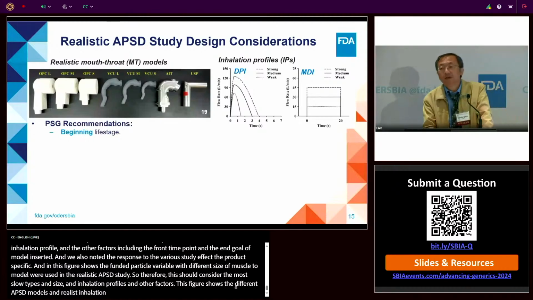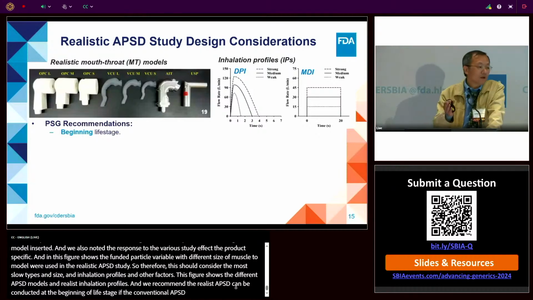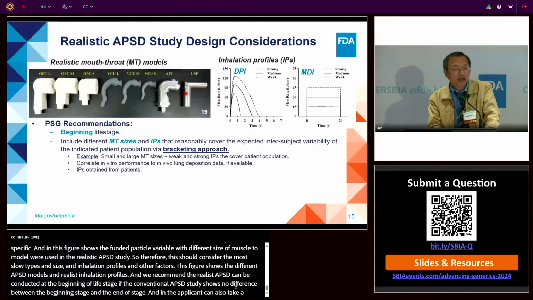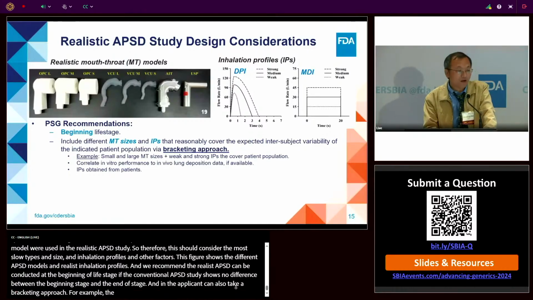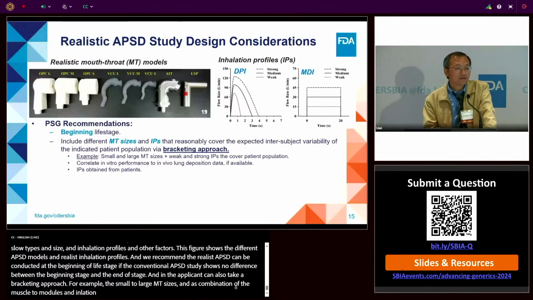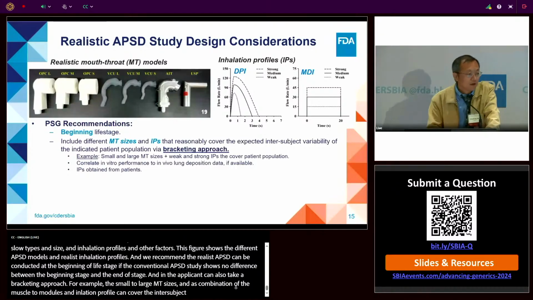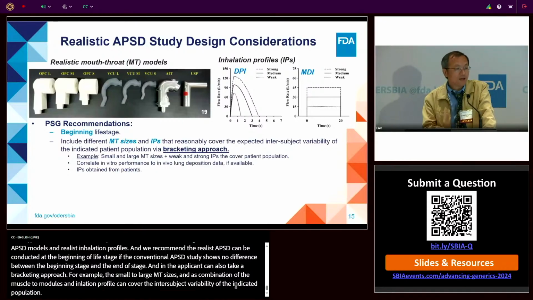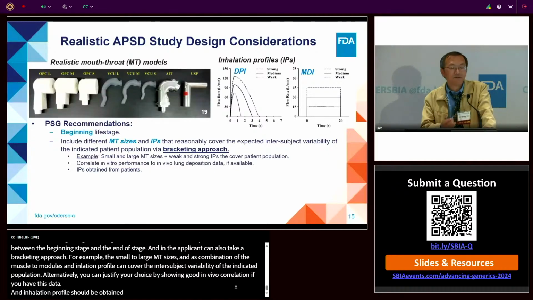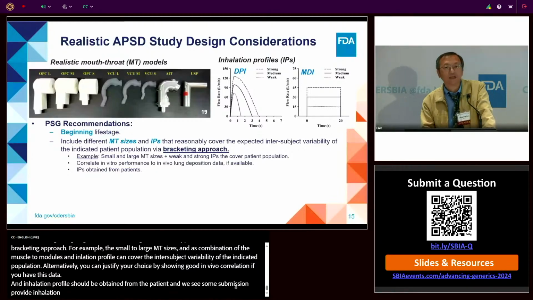We recommend that the realistic APSD can be conducted at the beginning life stage if the conventional APSD study shows no difference between the beginning stage and the end stage. The applicants also can take a bracketing approach, for example, the small and larger size mouth-throat models plus weak and strong inhalation profiles, as long as the combination of the mouth-throat models and the inhalation profiles can cover the expected inter-subject variability of the indicated patient population. Alternatively, you can justify your choice by showing good in vivo correlation if you have this data. The inhalation profiles should be obtained from patients. We see some submissions that provide inhalation profiles from healthy subjects, and we think it may not be appropriate.